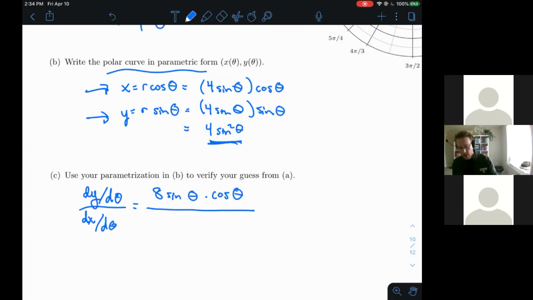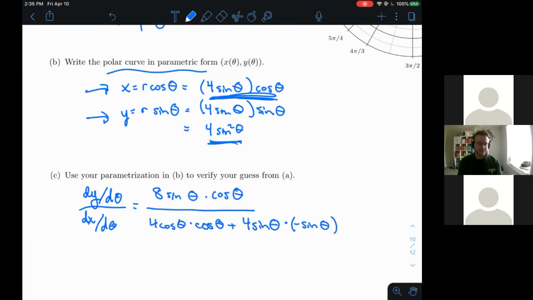In the denominator, we need to take the derivative of the x equation with respect to theta. So here's my x equation up here, and I need to take the derivative of this with respect to theta. We see here that there's a product rule going on. So I need to take the derivative of the first, so I'm going to have 4 cosine theta times the second, plus the first times the derivative of the second. And the derivative of cosine is going to be negative sine. And so this can be simplified down a little bit.